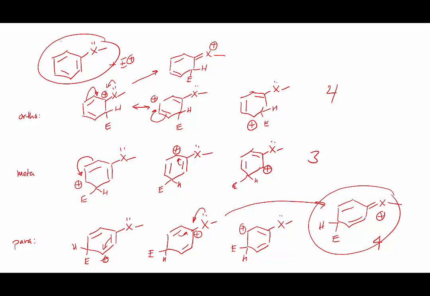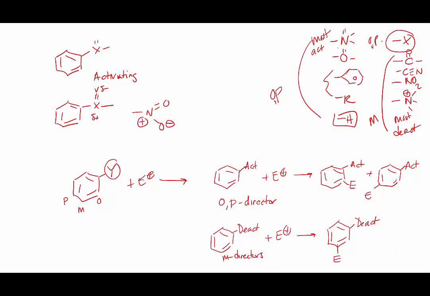That X with the lone pair. Yep. That's one of those separate activating groups. That represents a nitrogen, or it could represent an oxygen, or it could represent a halogen. So when that situation exists, that group's going to direct ortho-para. That's because it has a lone pair to be able to donate.